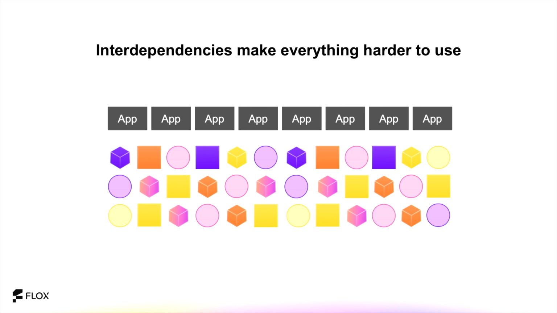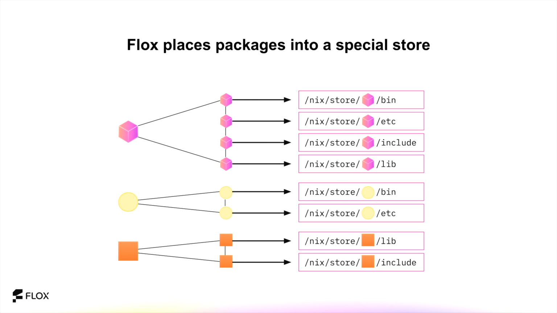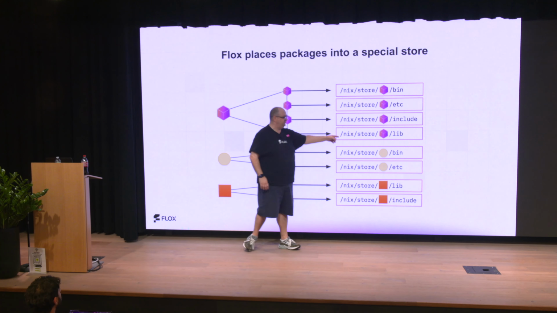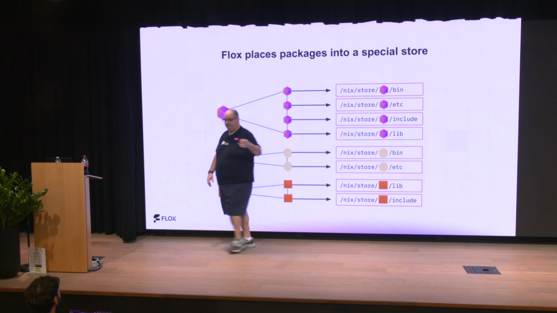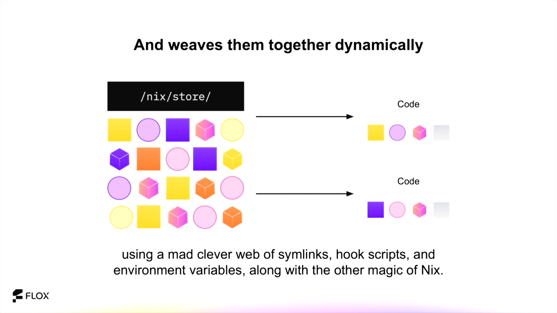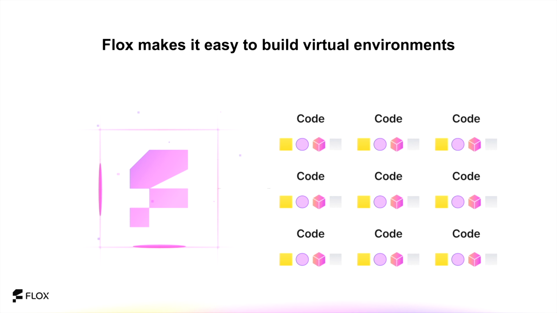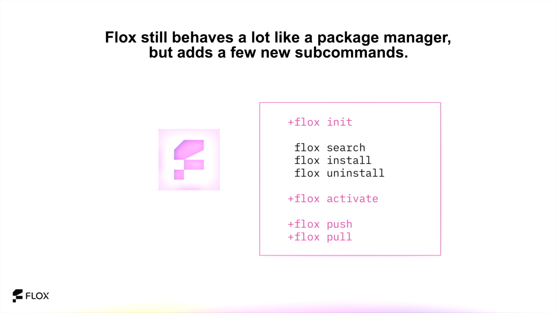So Flox, instead of taking the package and splitting it up into 1 million pieces and putting it in your operating system, takes that package, splits it up into its 1 million pieces, and puts it into a very special place in your operating system called the Nix store. And then it weaves them together dynamically into the projects where you need them. So it's a different approach to managing software dependencies on your system. So Flox makes it really easy to build virtual environments, and I'd like to show you how.